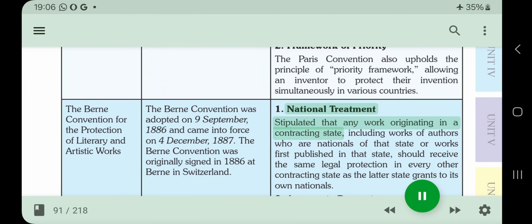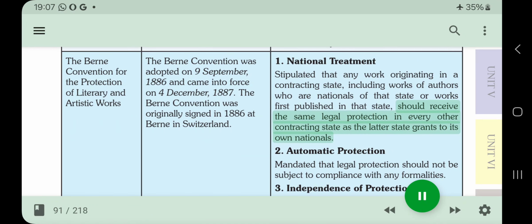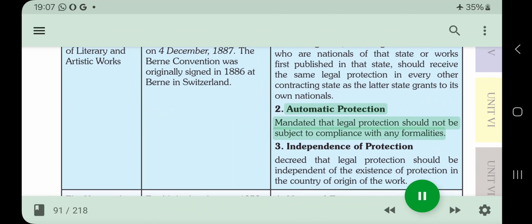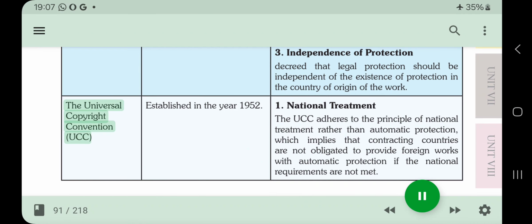1. National treatment stipulated that any work originating in a contracting state, including works of authors who are nationals of that state or works first published in that state, should receive the same legal protection in every other contracting state as the latter state grants to its own nationals. 2. Automatic protection mandated that legal protection should not be subject to compliance with any formalities. 3. Independence of protection decreed that legal protection should be independent of the existence of protection in the country of origin of the work. The Universal Copyright Convention, UCC.